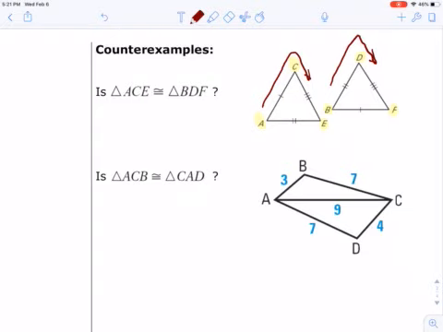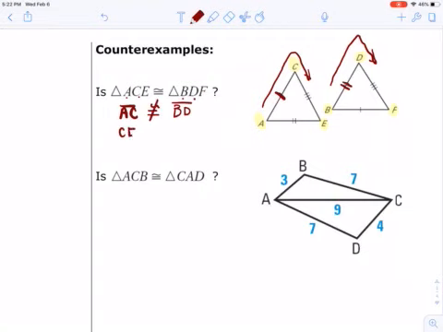Well, let's see. Based on how my statement is written, AC, my first 2 letters, would have to be congruent to the first 2 letters in the other triangle. The first 2 vertices would have to be congruent to BD. Let's look at our picture and see if that's occurring. AC is marked here with 1 tick mark. BD has 2. They're not congruent.